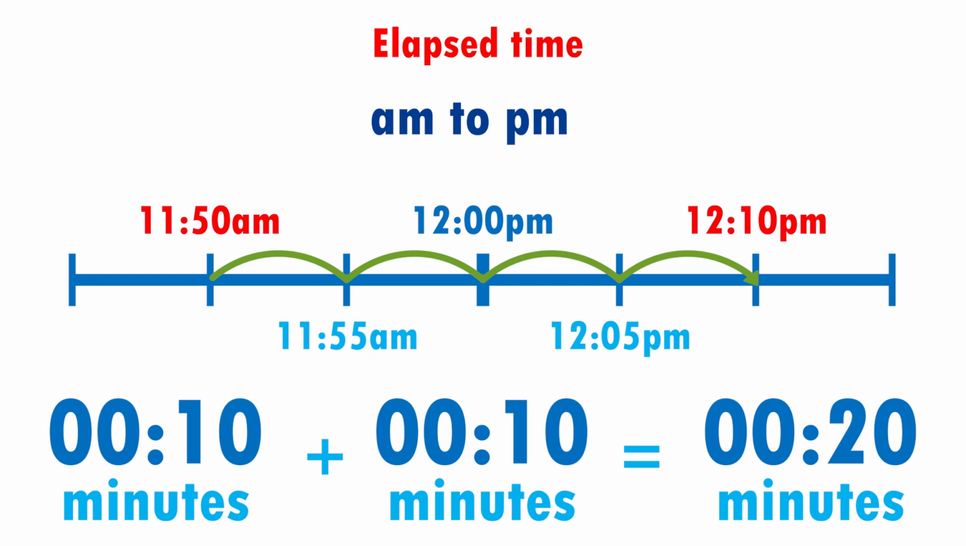Elapsed time is the total minutes or hours and minutes from start to end. Use counting by fives, timelines, and hour hops to make it easy. Then check your work. Super easy, right?